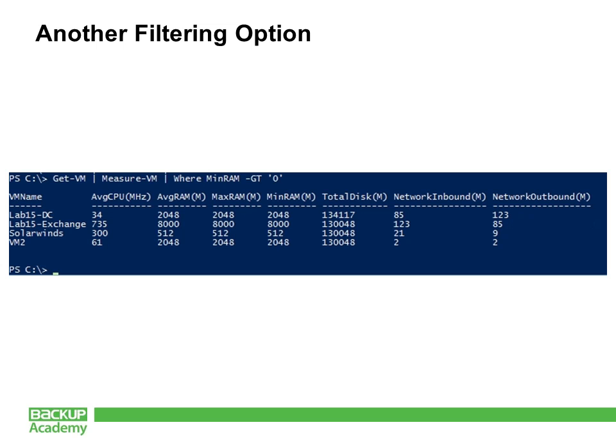So what this command does is this is showing all of our virtual machines where the minimum amount of RAM is greater than 0. So essentially, this is a way of showing just the virtual machines that are powered on at the moment. But really, we could use any resource metering attribute, and we could use any threshold value we wanted. So this is a great way to look for very specific data within your resource metering.